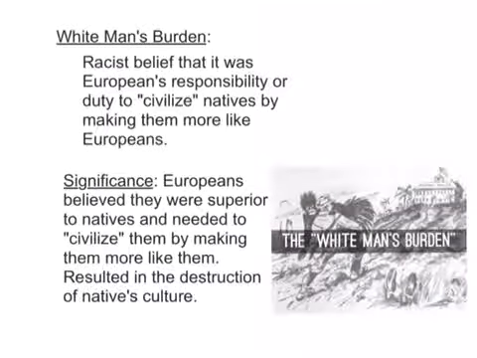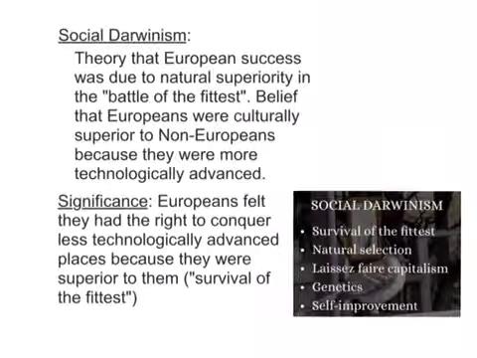Our next key term is white man's burden. This was the racist belief that it was the Europeans' responsibility or duty to civilize the natives by making them more like Europeans. Its significance is that Europeans believed that they were superior to natives and needed to civilize them by making them more like them, or more like Europeans. It resulted in the destruction of the natives' traditional culture. Make sure you're using the significance, using key terms, or drawing a picture of this in the far right-hand side of your vocabulary chart.